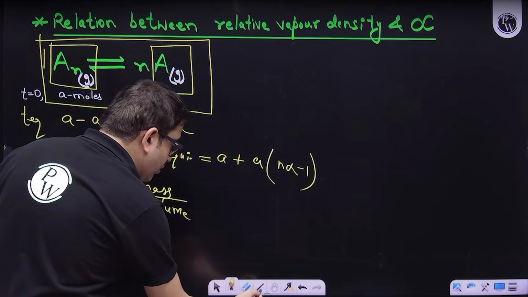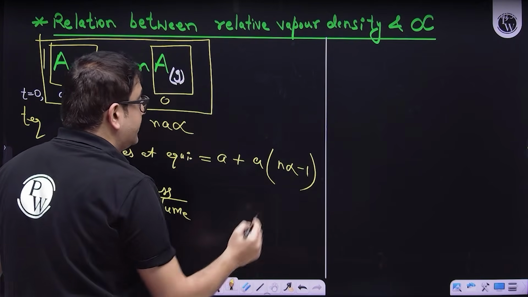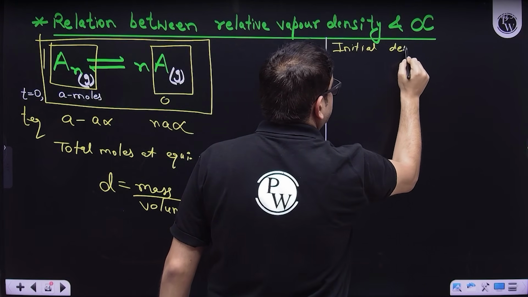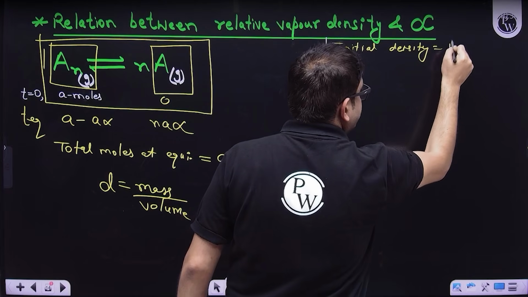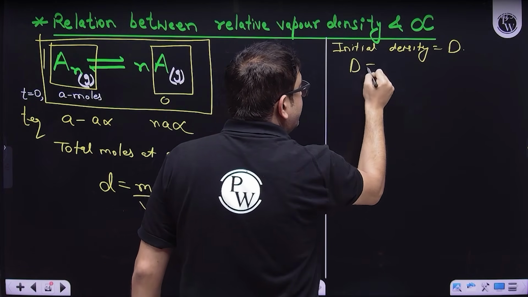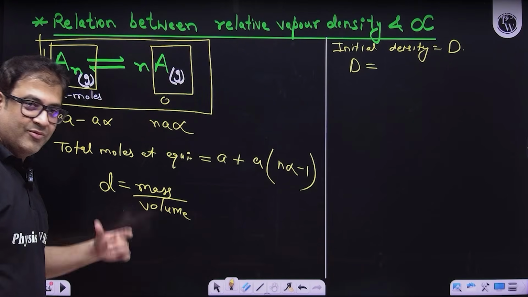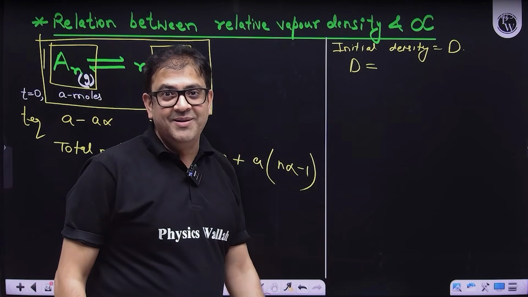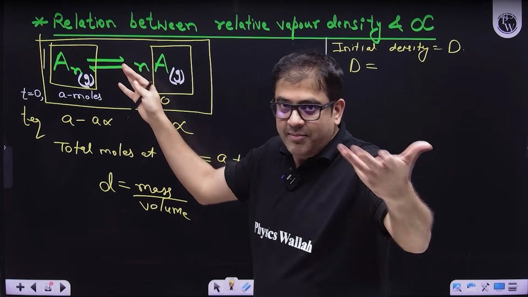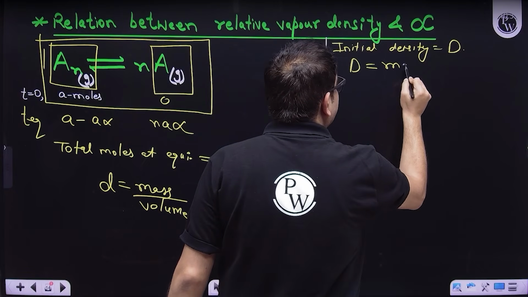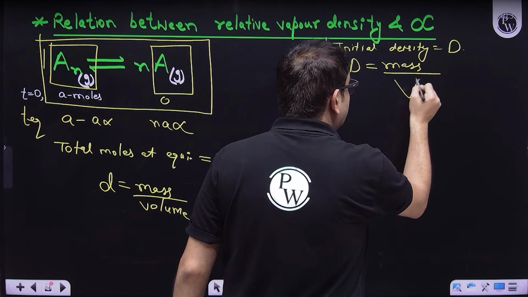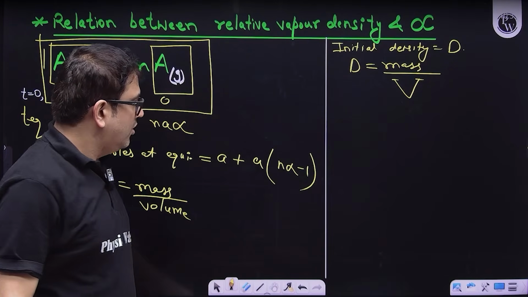So let us suppose my initial density is capital D. So this capital D will be equal to what? Sir, density is equal to mass upon volume. Mass can never be changed nor destroyed. It will convert from one form to another, but whatever mass is there will be the same. So I am writing it as mass because mass will be constant. And initially A moles were occupying how much volume? V. Okay.